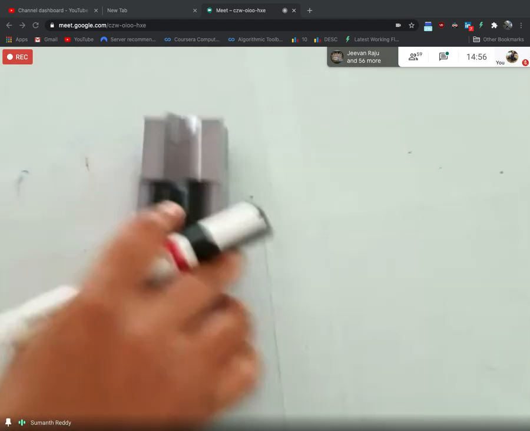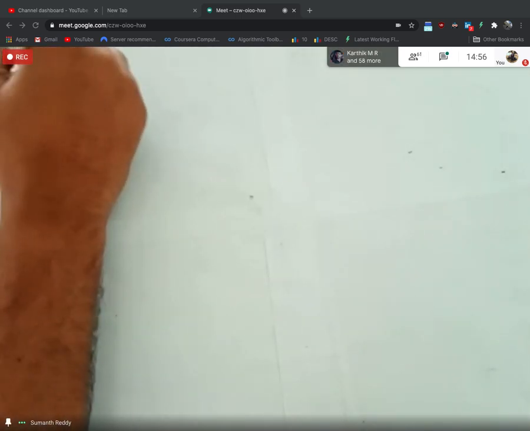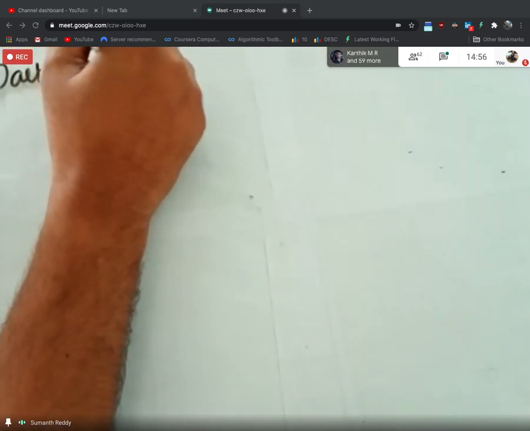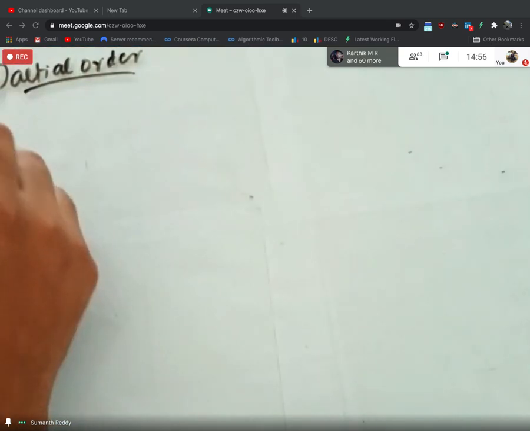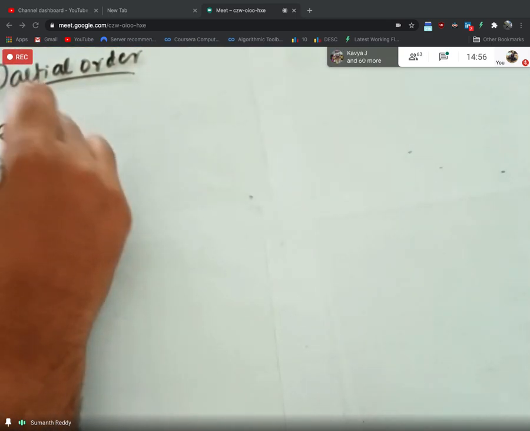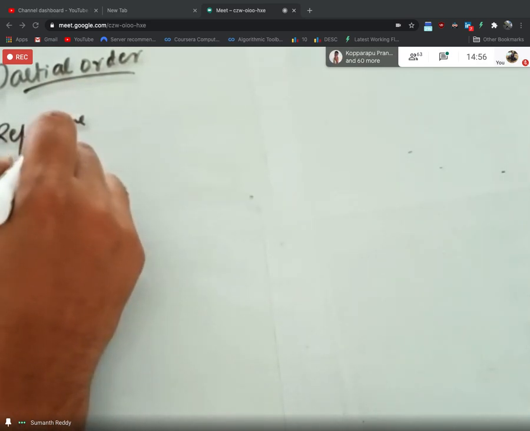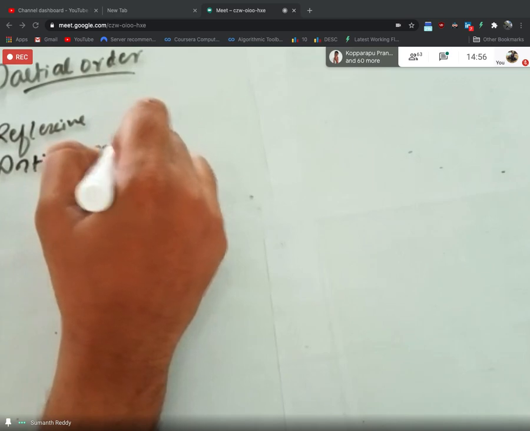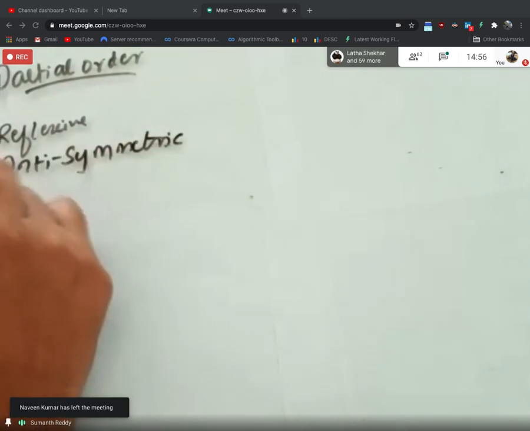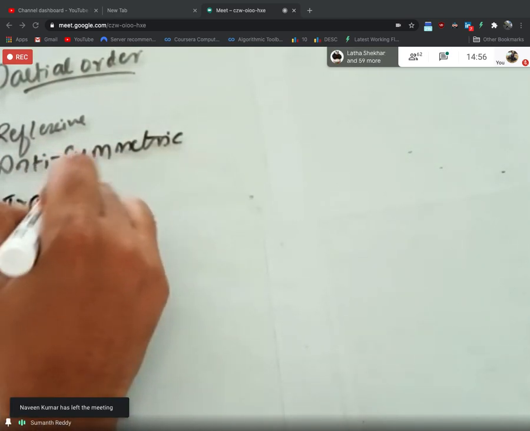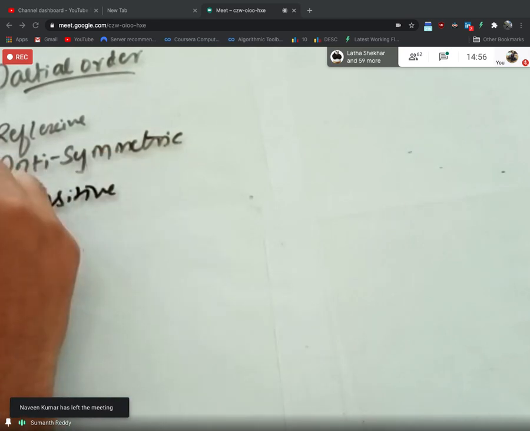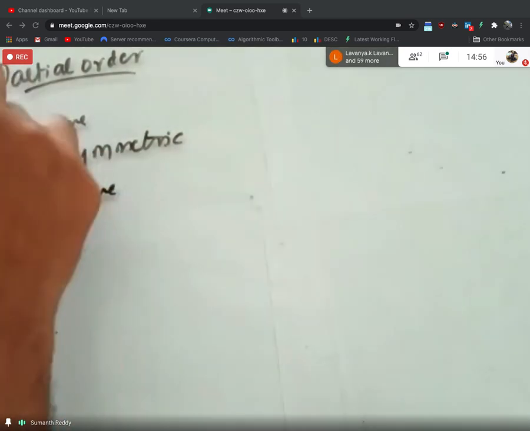Fine. So we already know that a relation is said to be a partial order only if it satisfies three conditions, right? Which are the three conditions? The first one is it has to be reflexive, then it has to be anti-symmetric, and then it has to be transitive, right? A relation which satisfies all these three properties is said to be a partial order.